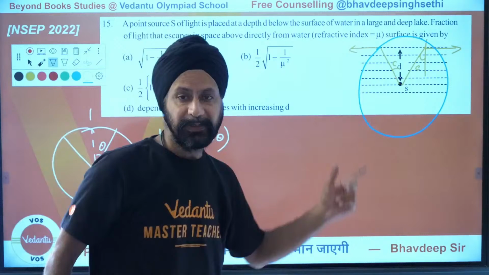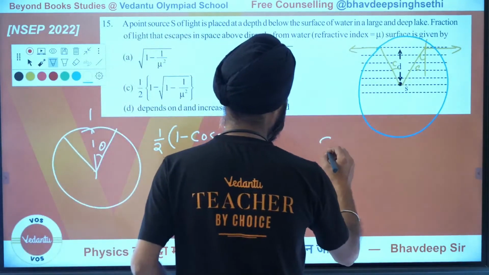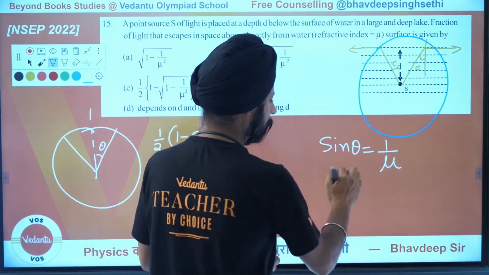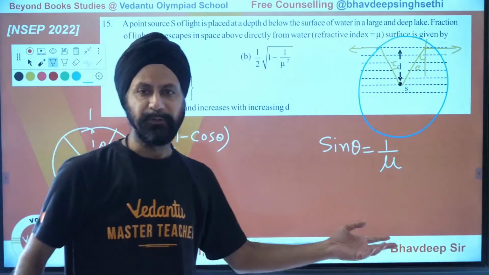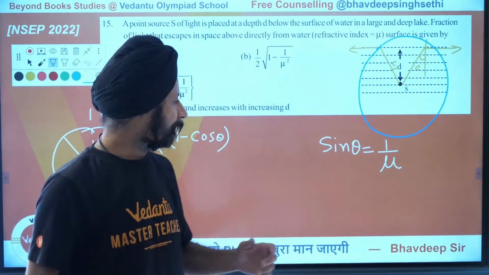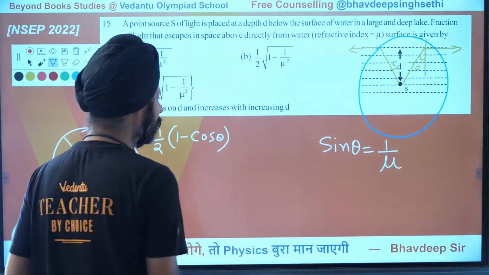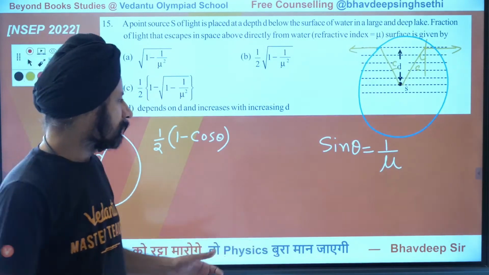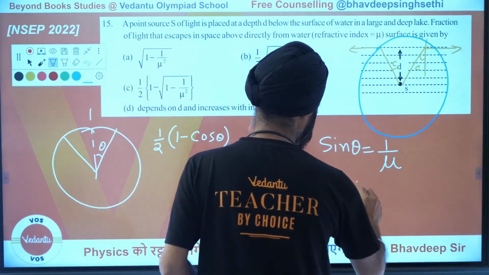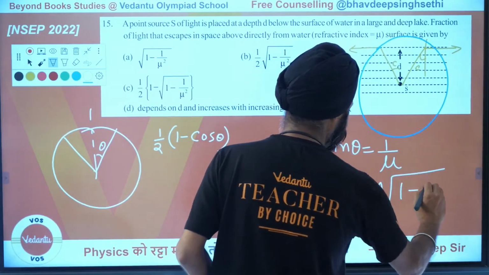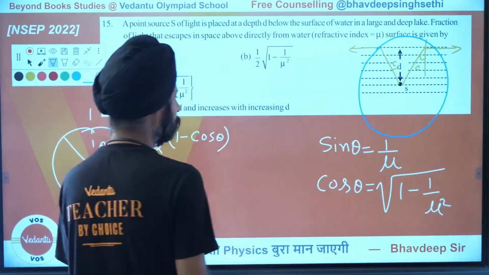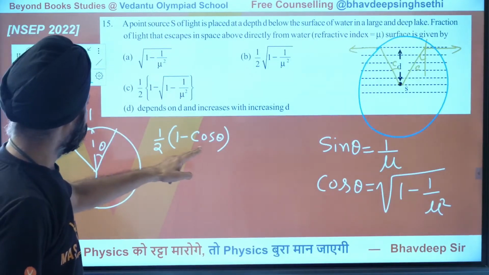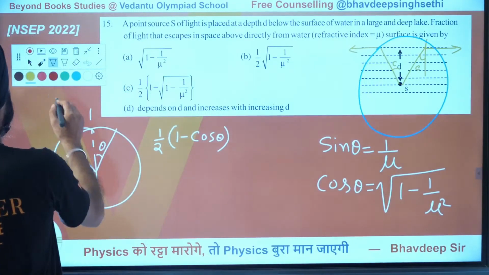Okay, but then how much is theta? We know definitely sine of theta in this case is going to be 1 by mu, right? That critical angle, sine of critical angle is 1 by mu. Nothing to memorize. It's all coming from Snell's law. Sine theta is this. I want to find cos theta. So once 1 is equal to sine square theta plus cos square theta, that gives me cos theta will be square root of 1 minus 1 by mu square. So I can clearly see this is my answer. So 1 by 2, 1 minus cos theta. So this portion of light is going to escape out.